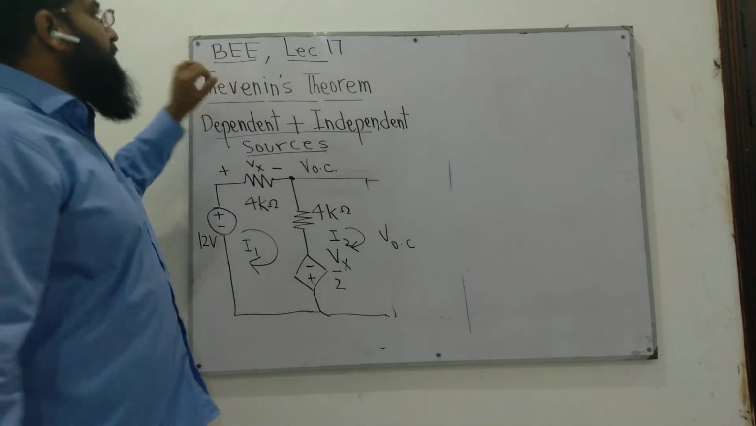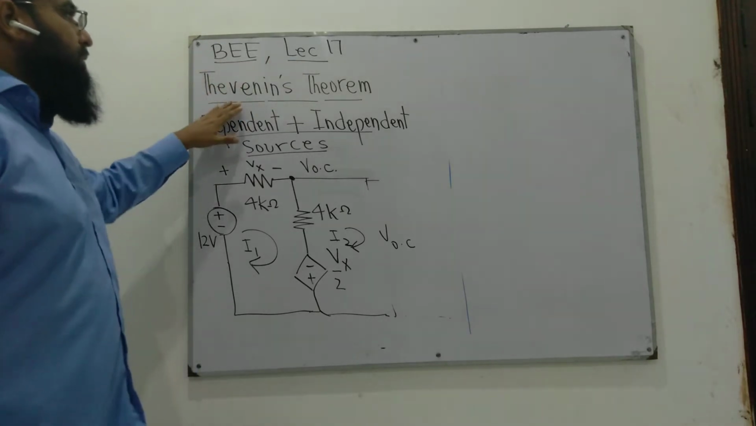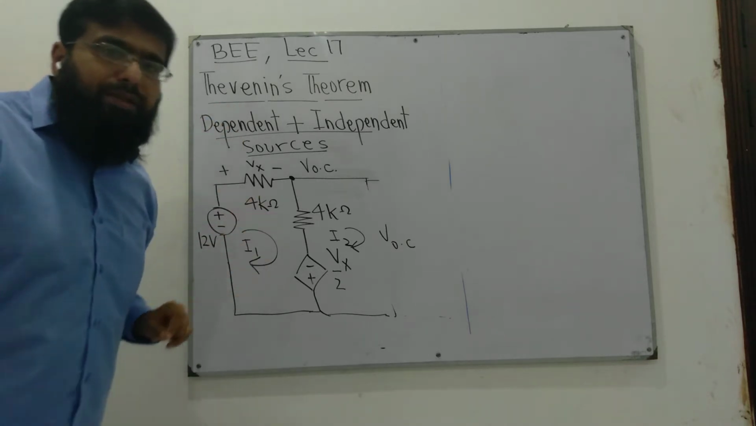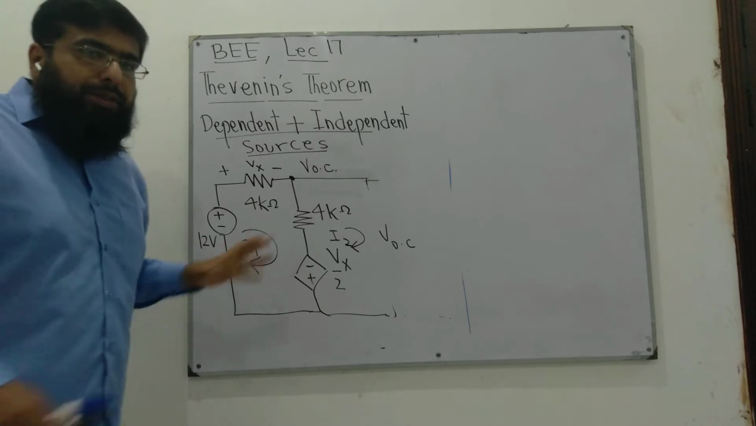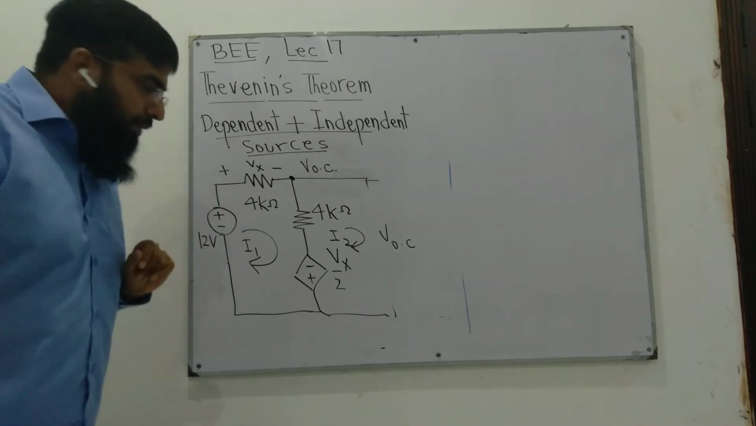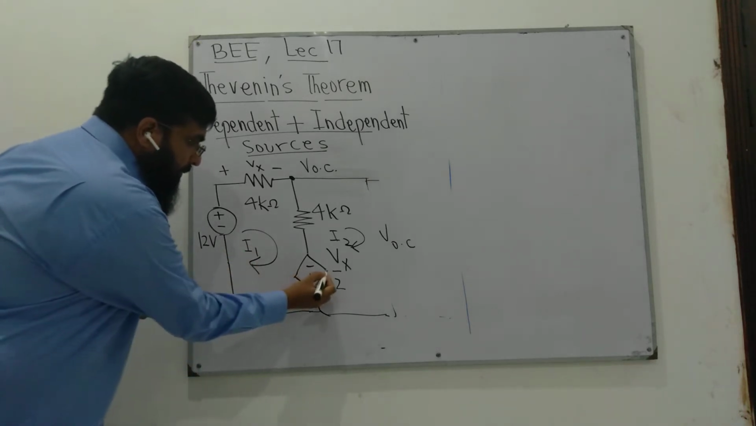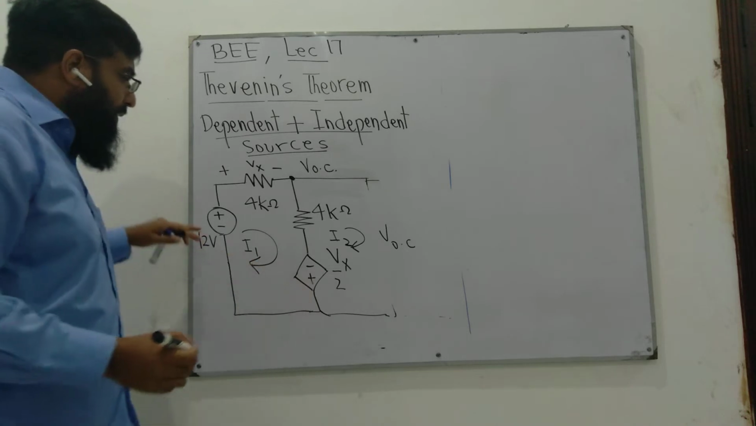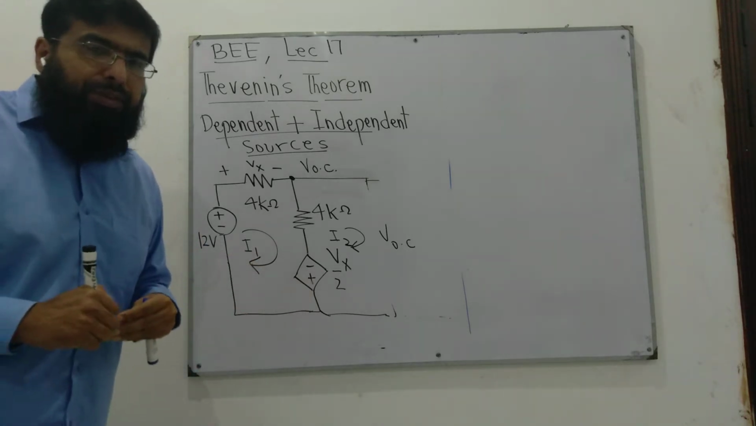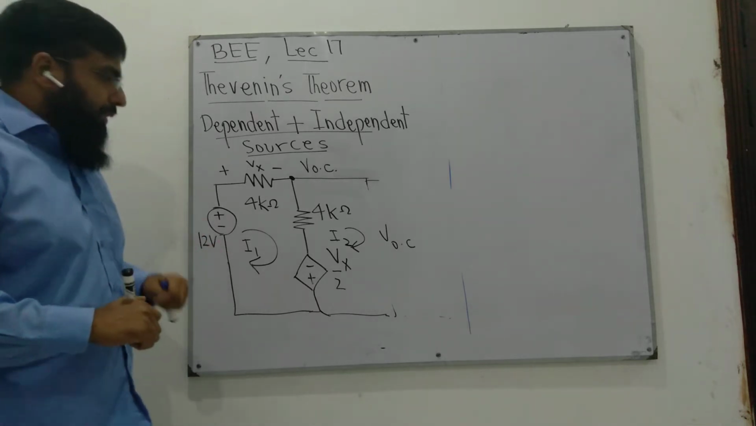Welcome to lecture 17. We are studying basic electrical engineering. In the last lecture, we studied Thevenin's theorem and went through the steps to apply Thevenin's theorem on a circuit to find unknown quantities. Today, we'll solve a circuit for an unknown quantity where we have both dependent and independent sources. The technique is a bit different than the technique we apply when we have all independent sources.